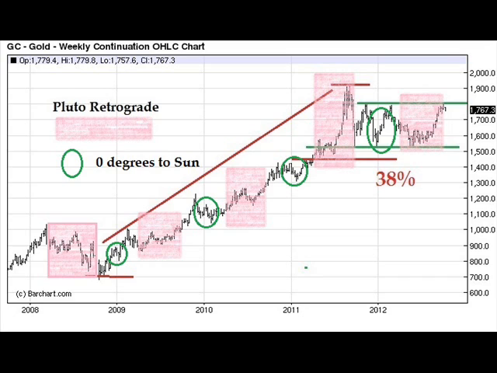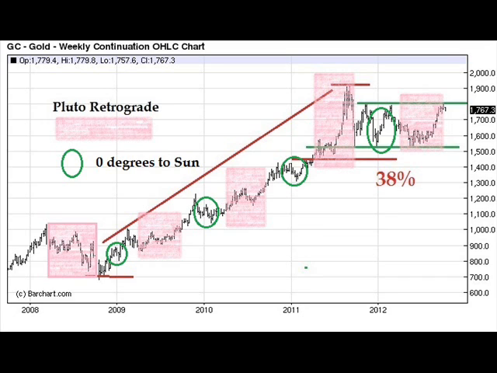Here again is the weekly chart showing those periods of time when planet Pluto is retrograde. What I have also done on this chart in green is circled those times when the planet Pluto is 0 degrees, or conjunct, to the Sun. Another way of stating this observation, these times that I've circled in green are those times when the planet Pluto is in the same sign of the zodiac as the Sun.